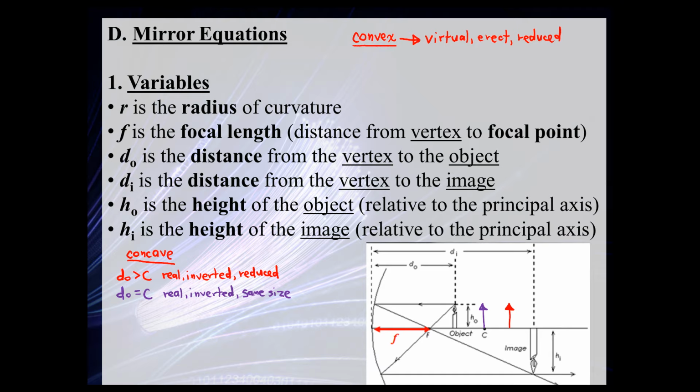Okay, let's then put the object here, as you can see in the picture. So in this one, we're between the center of curvature and the focal point. So I could say that the location of my object is less than the center of curvature, but bigger than that focal point. And in this case, you should get it's real, inverted, and it becomes enlarged.